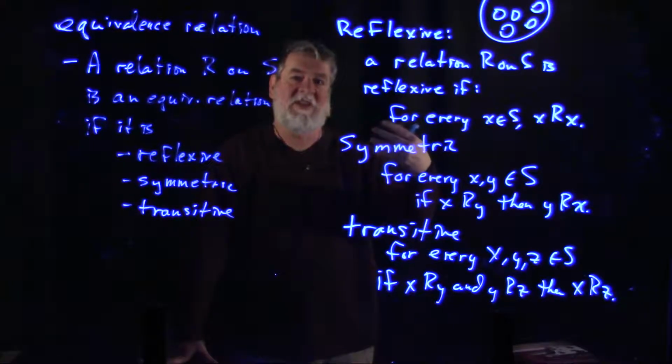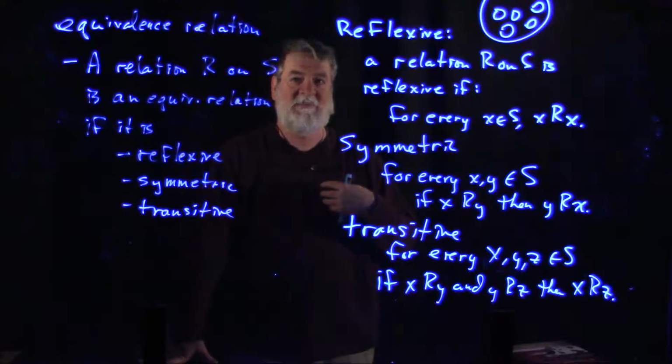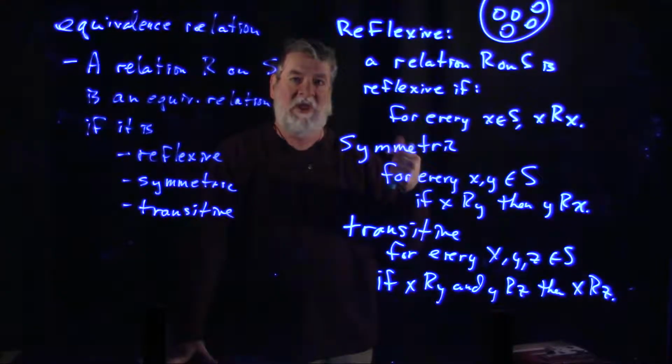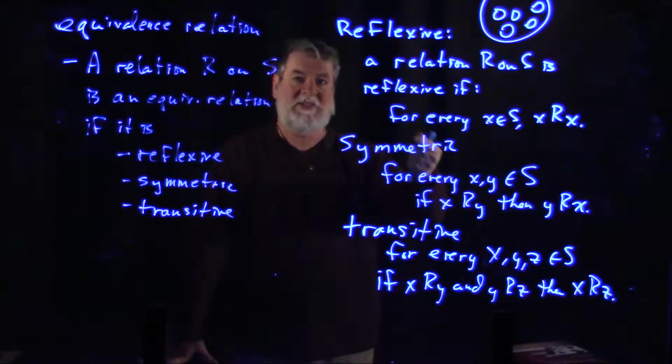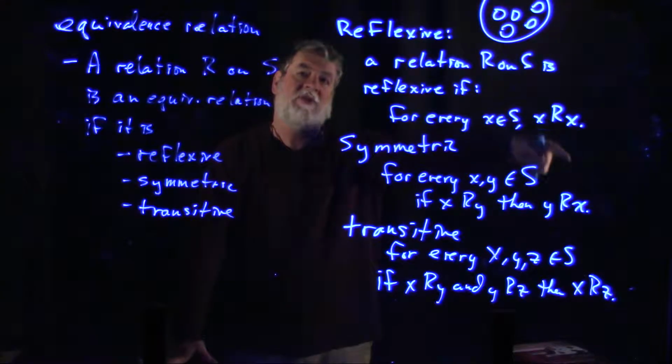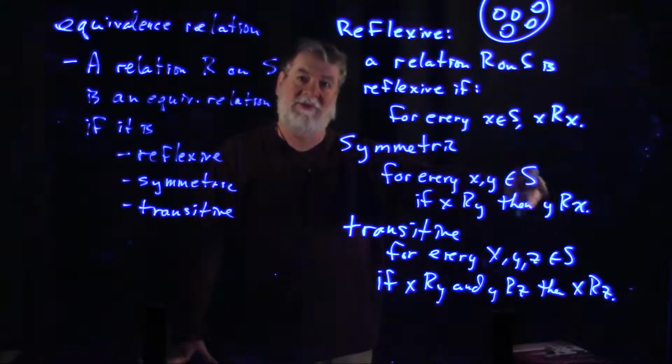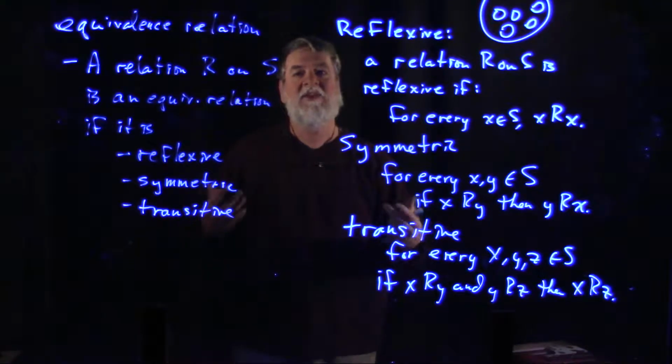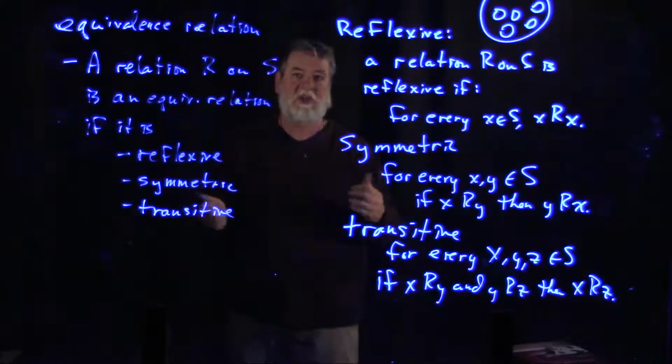If I have the same first name as you, well, I have the same first name as myself, it's reflexive. If I have the same first name as you, then you have the same first name as me, it's symmetric. If I have the same first name as you and you have the same first name as a third person, then I must have the same first name as that person, so it's transitive. So anything that has all three of those is an equivalence relation.